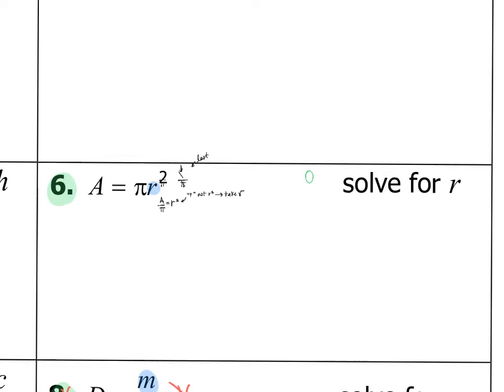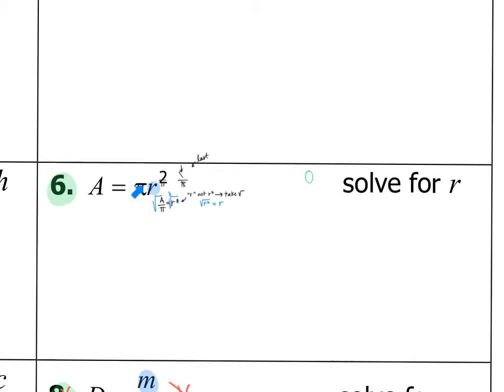Okay? So that looks like this, taking the square root on both sides. Why did we do that? Well, we did that because the square root of r squared is equal to r. The inverse of squaring is taking the square root.